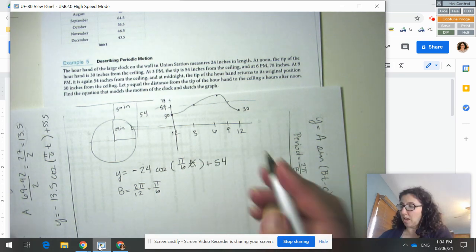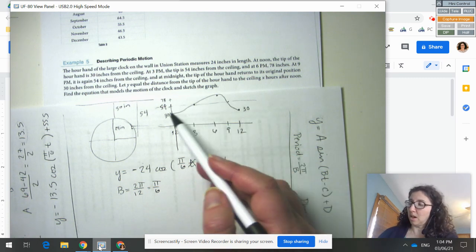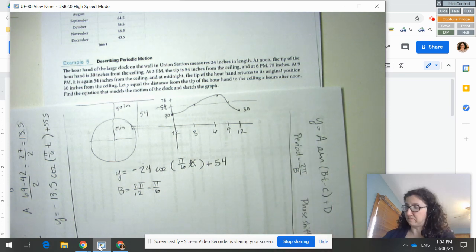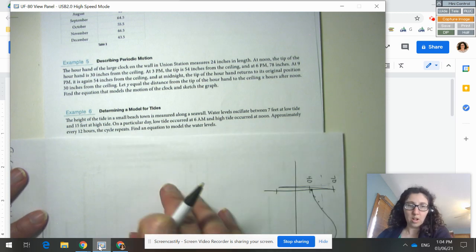They told us to use x. Okay. And our graph, they ask us to graph it. We could do a better job. You could do a better job. But here's the general idea, right? Okay, let's do another one.